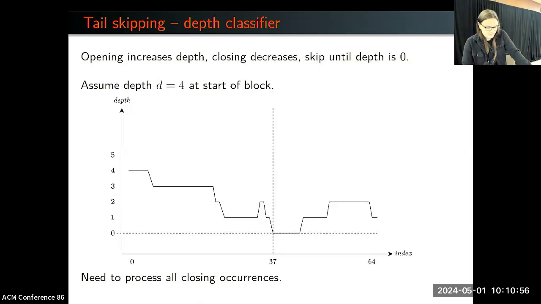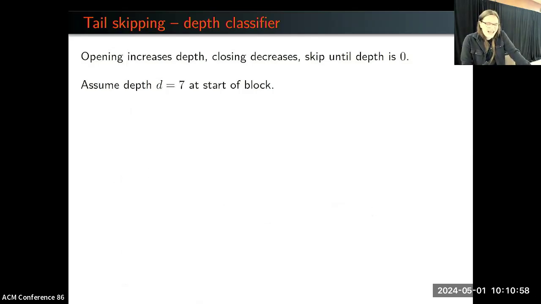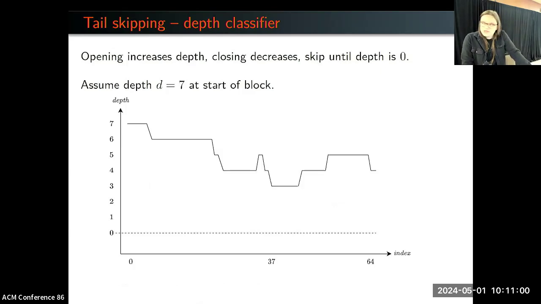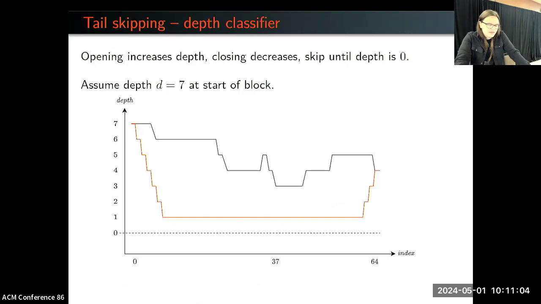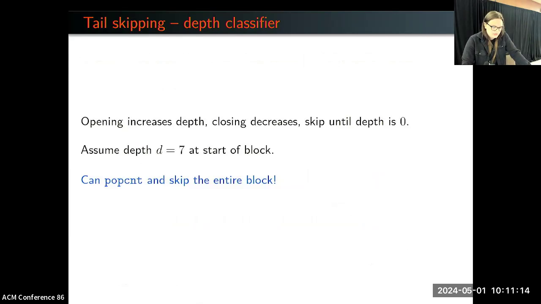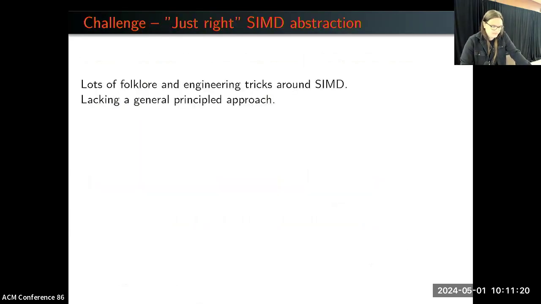But it's an important observation. If the depth is high enough, it actually doesn't matter what's happening inside, because the worst thing that can happen with a given number of openings and closings in the mask cannot bring us to depth zero. So we don't need to actually look at the block. You can just pop count and skip the entire block. And this gives us an important edge over JSON schemes.